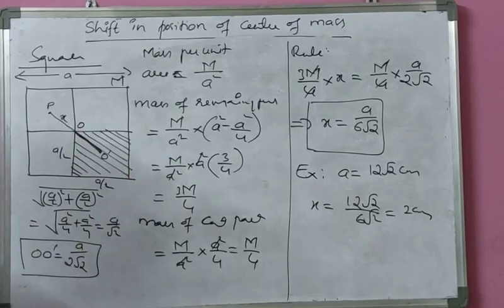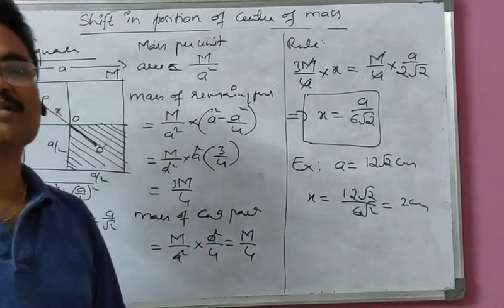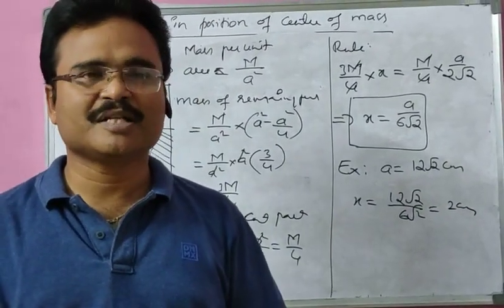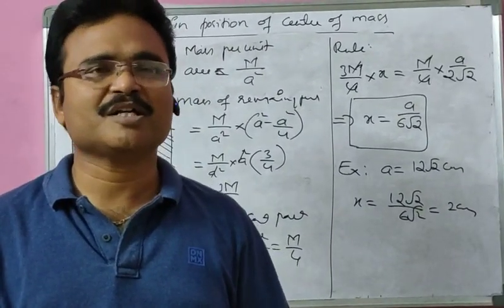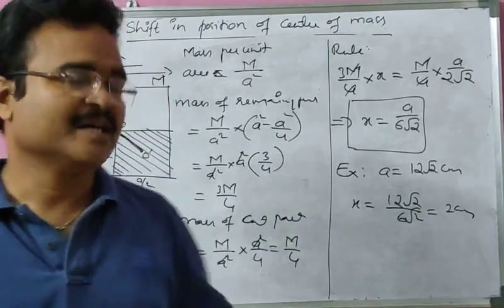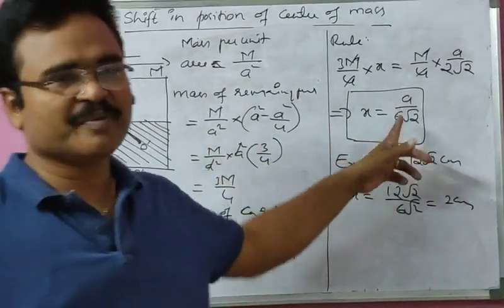So these are the three you can remember as formulas. The first one is r square by R plus r in the case of the disk. The second one, that is the sphere, is small r cube by capital R square plus Rr plus small r square. And for the square, it is A by 6 root 2. You have to keep this in mind.